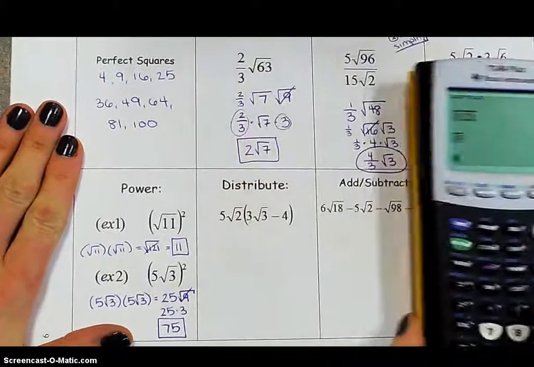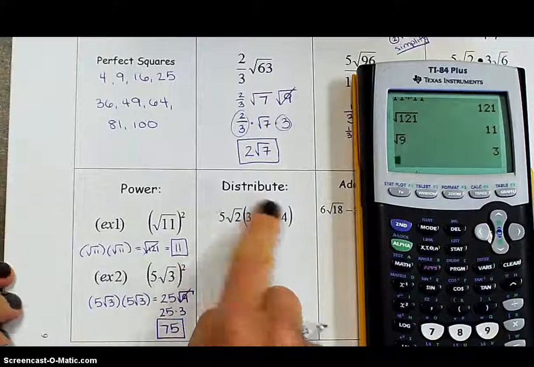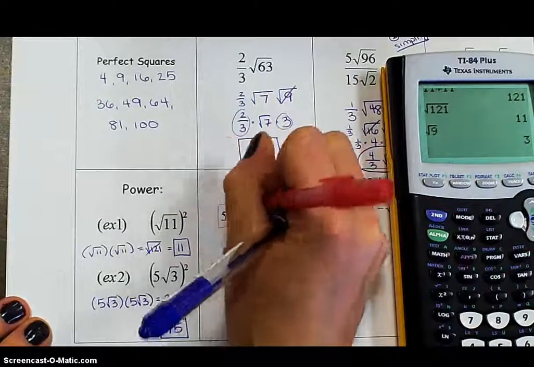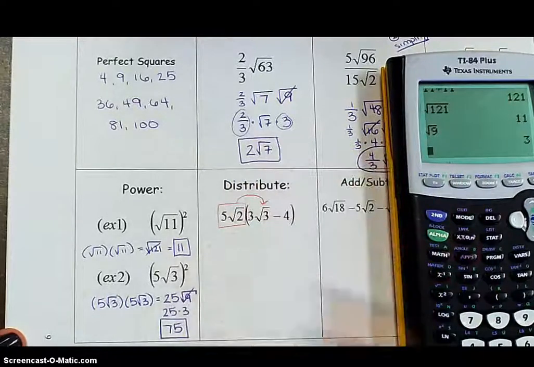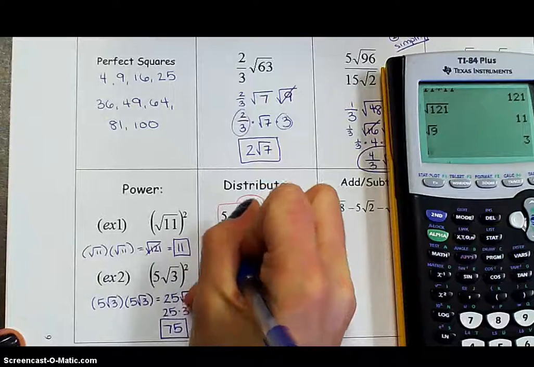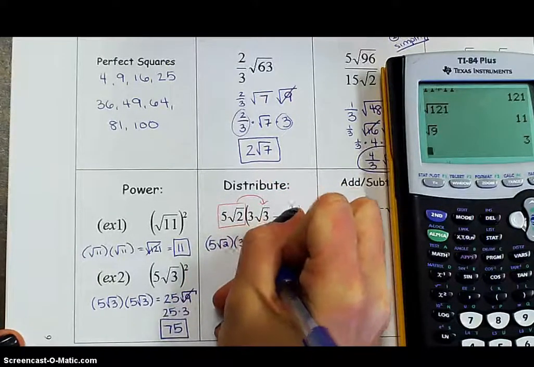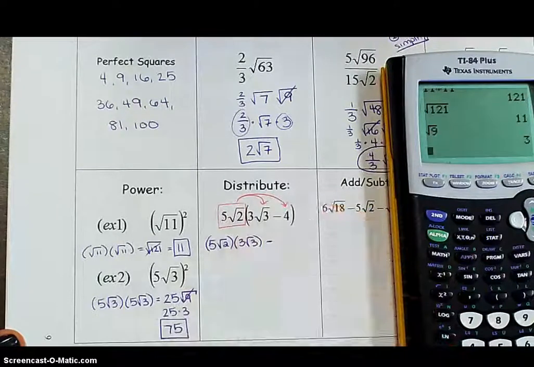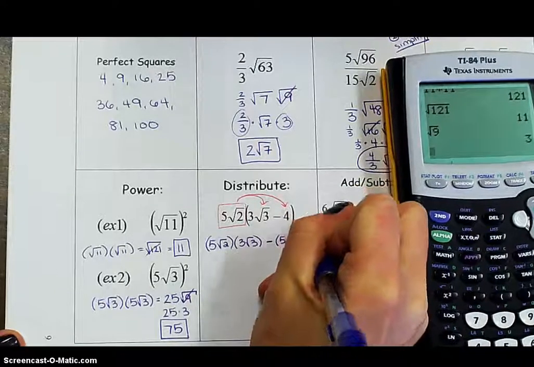Okay, next up is how to distribute. Remember, distribution is just multiplication from a monomial into a binomial. So here's what we're going to do. We're going to take this entire monomial on the outside, and we're going to multiply it to each of the inside terms. So really, this is going to be 5 radical 2, in parentheses, times 3 radical 3, minus, and now I'm going to multiply it to the second term. So 5 radical 2 times 4.